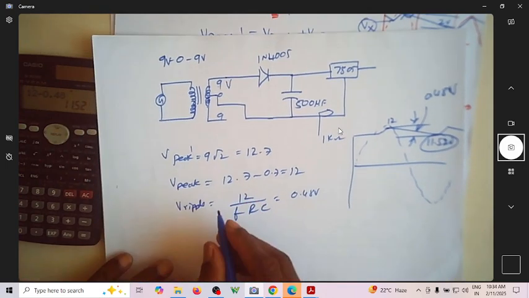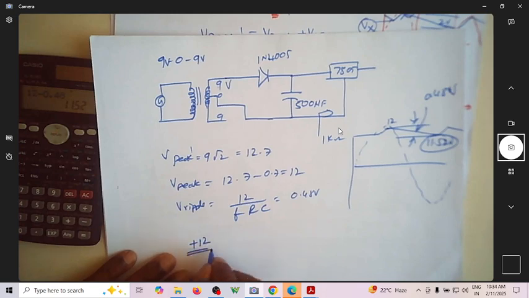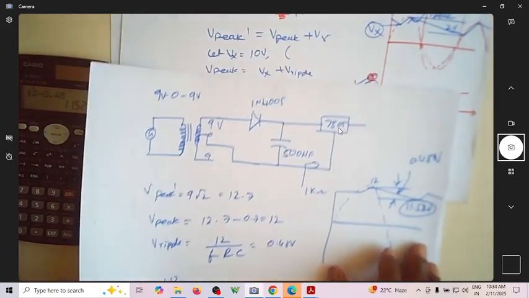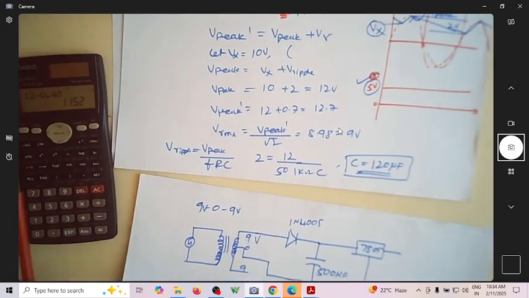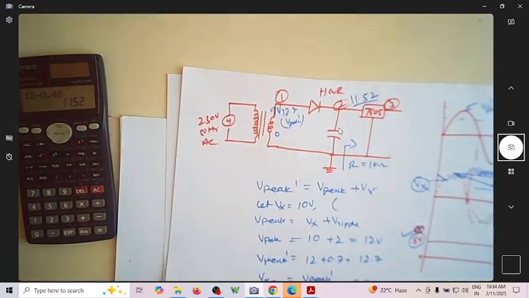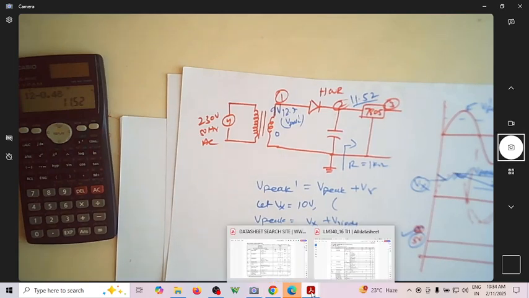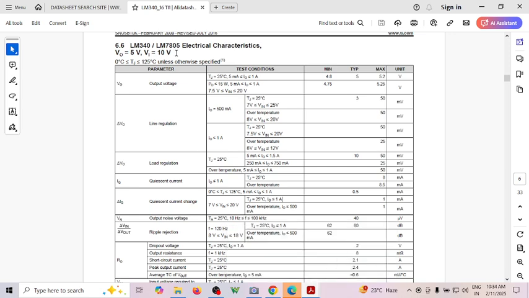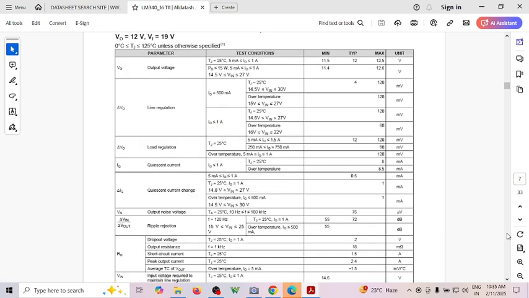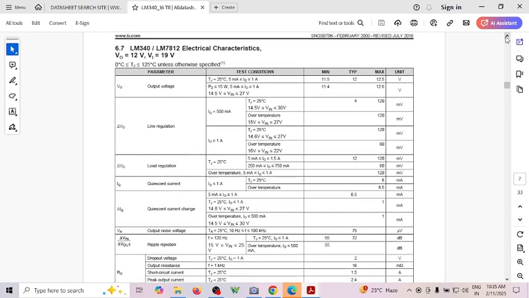Suppose you want to get a plus 12 volt power supply. Again you just do the reverse engineering here. Let me tell you how much you want. If you go back to the data sheet, see how much is minimum required for 12 volt. See here, this is for 7805. If you see for 7812, let me go back. This is for 7812. So for 7812, the minimum required is 14.5.